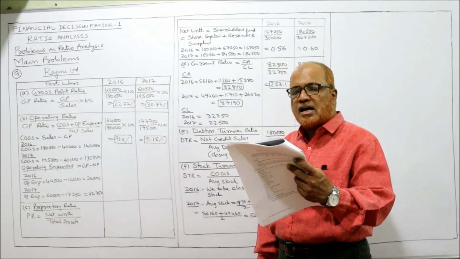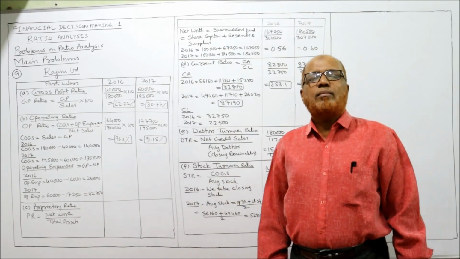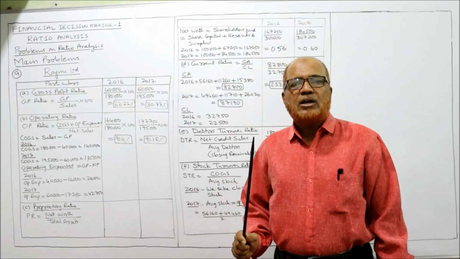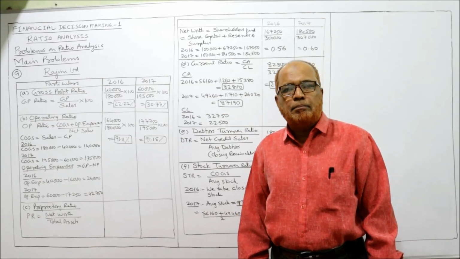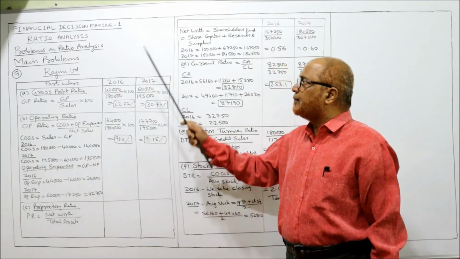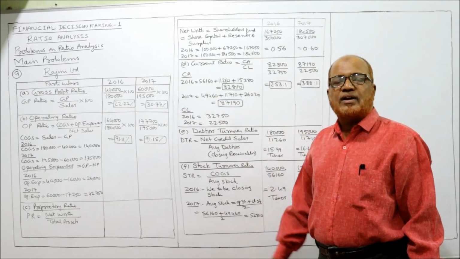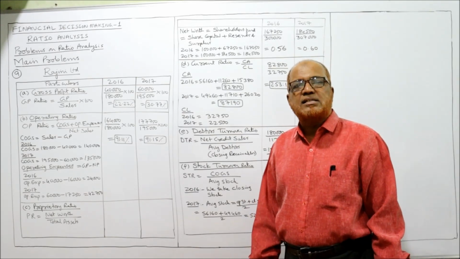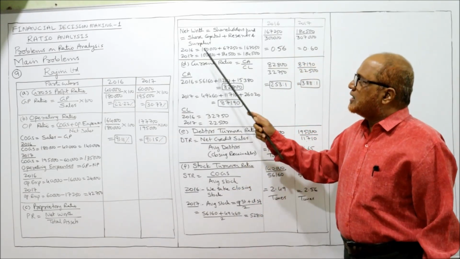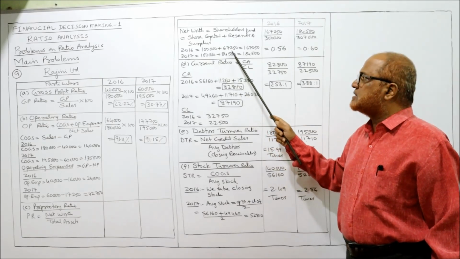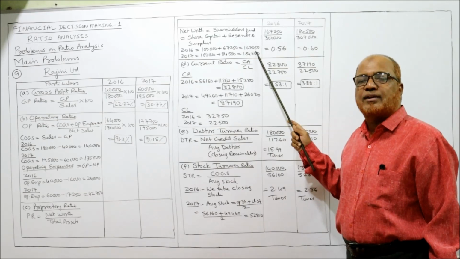The third ratio it is asking you, proprietary ratio. The formula for proprietary ratio, net worth by total assets. Net worth means shareholders fund. And shareholders fund consists of share capital and reserves and surplus, specifically given in the problem. Share capital 1 lakh, reserves and surplus 67,250. 167,250 is the shareholders fund or net worth.